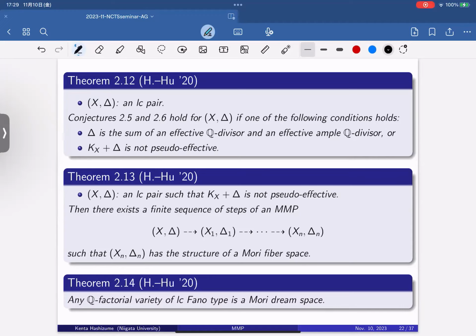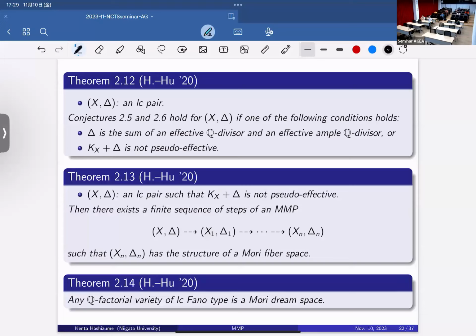Okay, theorem 2.14 is an LC analog of the results by Birkar, Cascini, Hacon, McKernan: any Q-factorial variety of LC Fano type is a Mori dream space.